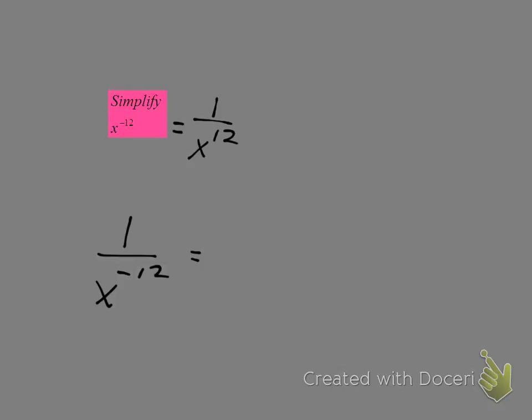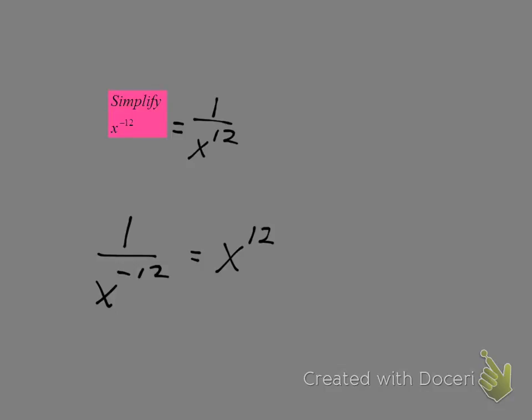It's really that easy. Okay? You just move it down, you change the sign. So the next one, you would move up and change the sign. That's how you handle a negative exponent. Okay? You make it a fraction.